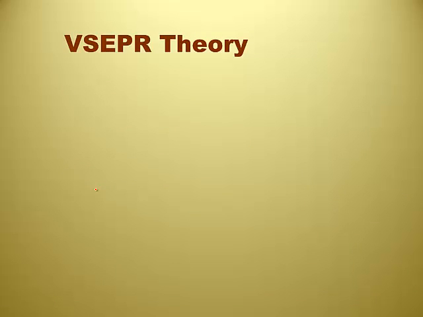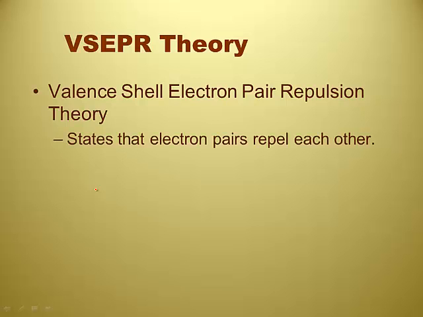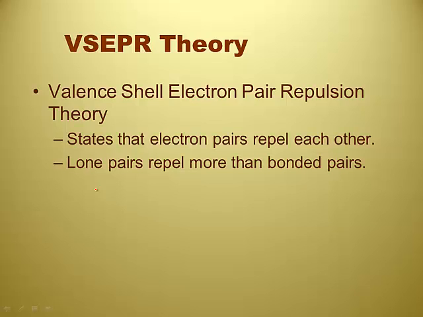Valence shell electron pair repulsion theory. We pronounce that VSEPR. So valence shell electron pair repulsion. If you understand the theory, you know what those words mean. Basically it states that electron pairs repel each other. They repel. It also states that lone pairs repel more than bonded pairs. So lone pairs on the central atom require more room than bonded pairs, and they smoosh the bonded pairs.